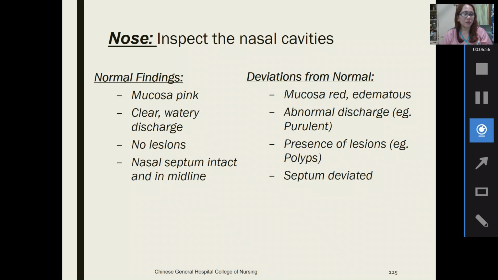There should be no lesions. The nasal septum is intact and in the midline. So, deviations from normal: the mucosa is red, edematous. There is an abnormal discharge, for example purulent or may sipon. Presence of lesions, for example polyps. Septum is deviated to one side.